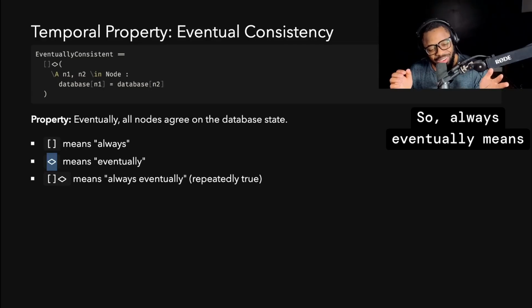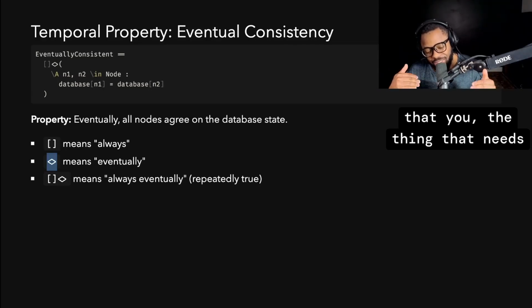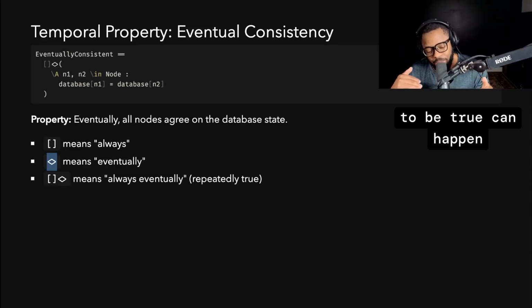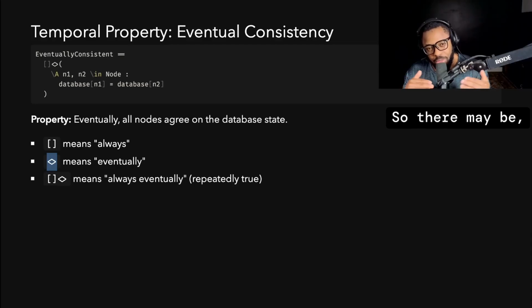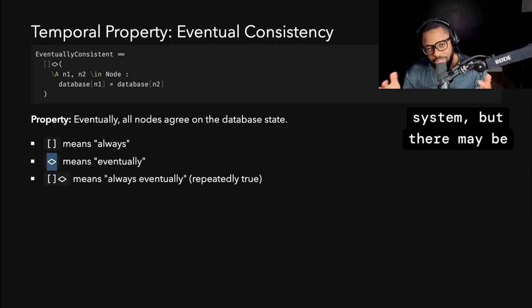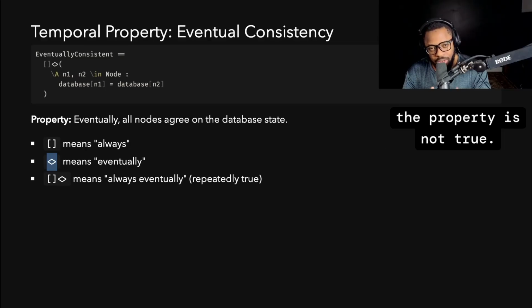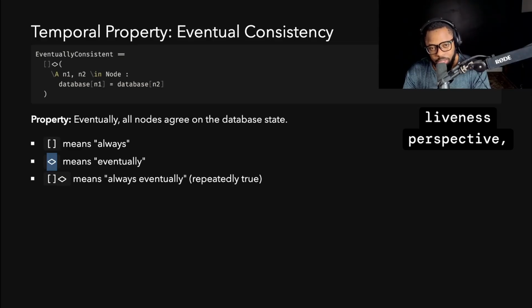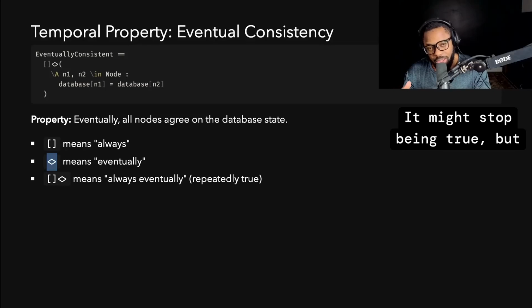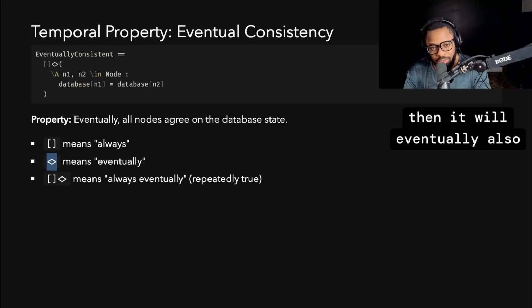Always eventually means that the thing that needs to be true can happen repeatedly. It can become true repeatedly. Throughout the lifetime of the system, there may be moments where the assertion of the property is not true. But the point is that from a liveness perspective, eventually it will be true. It might stop being true, but then it will eventually also be true.